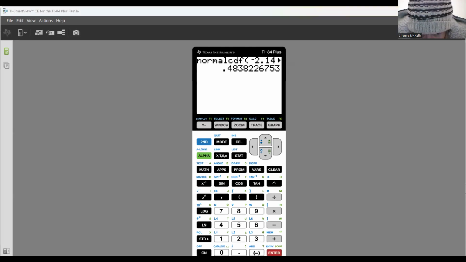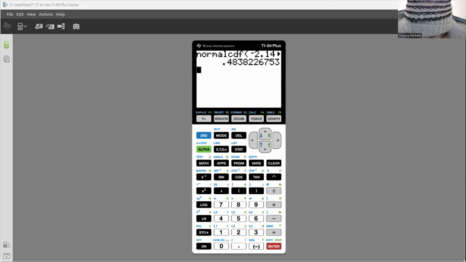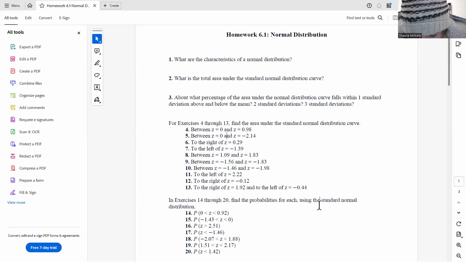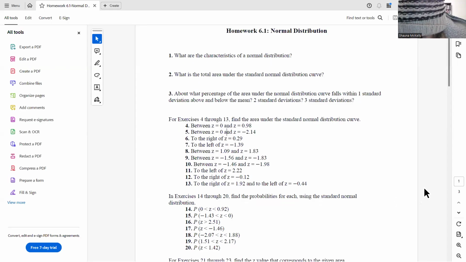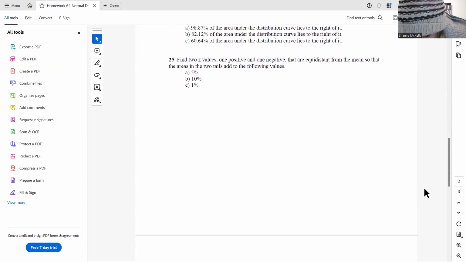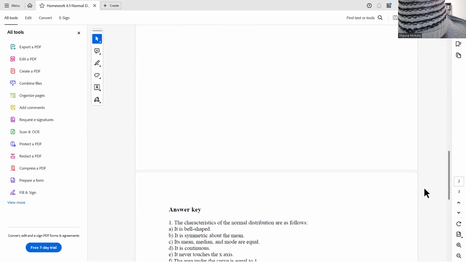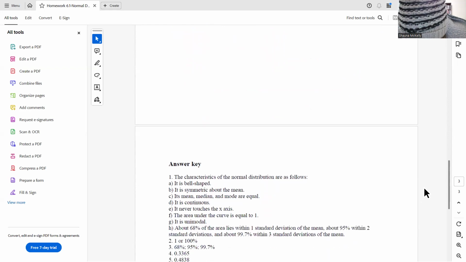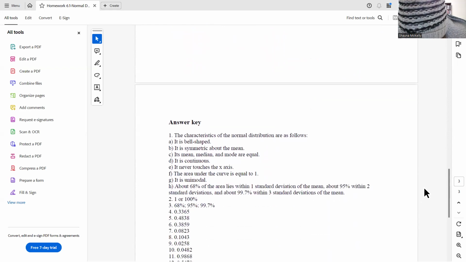And if we go back to the homework assignment and we scroll down to the answer key, there's my answer to number 5, 0.4838. Okay. Number 5 is 0.4838. That's an example of how to use your calculator.